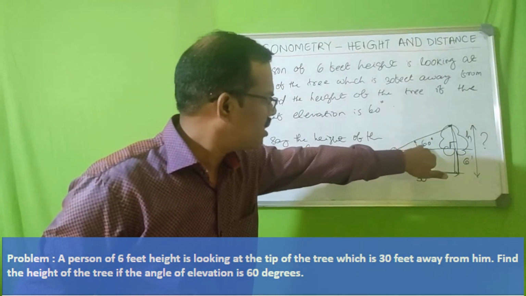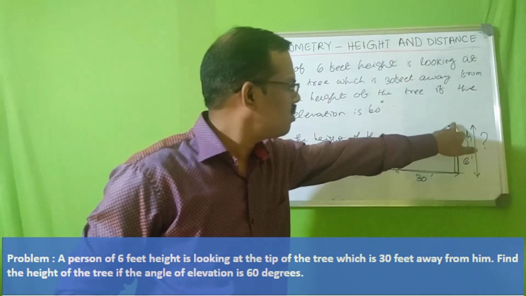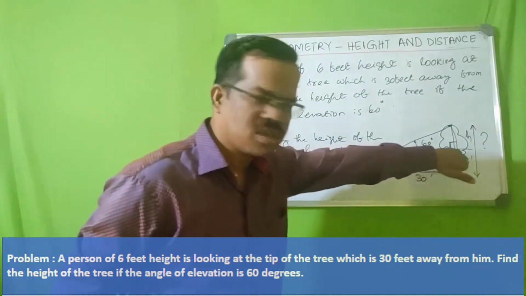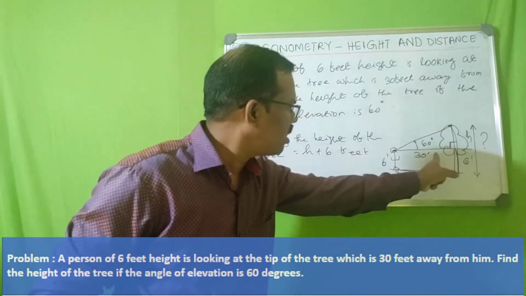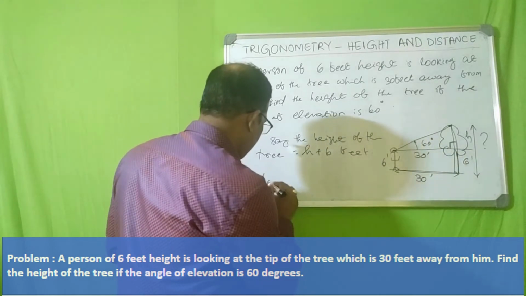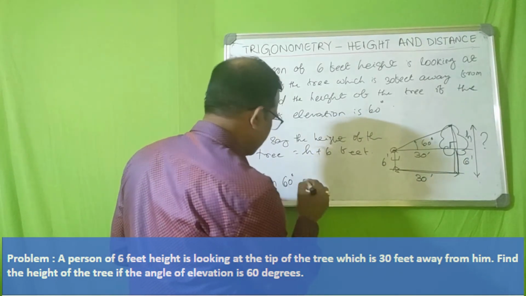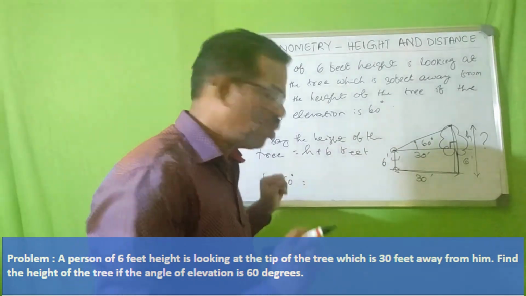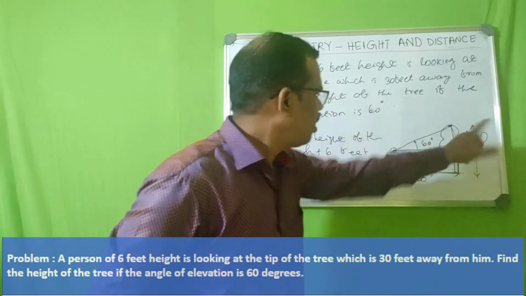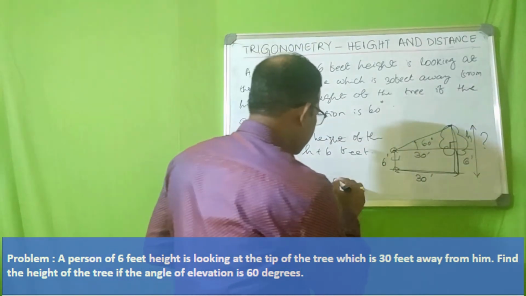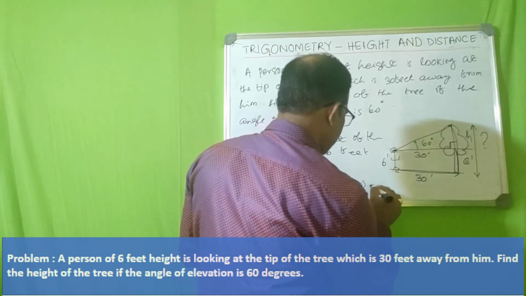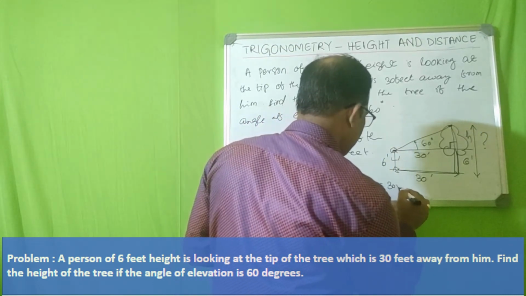Tan theta, if my theta is the angle of elevation, then this will become the perpendicular and this will become the base. So the relationship between the perpendicular and the base is defined in tan theta. So tan theta, or say tan 60. What is the value of tan 60? It is equal to root 3, which is equal to perpendicular by the base. Perpendicular in this case is h, the base is 30, which implies h is equal to 30 root 3.